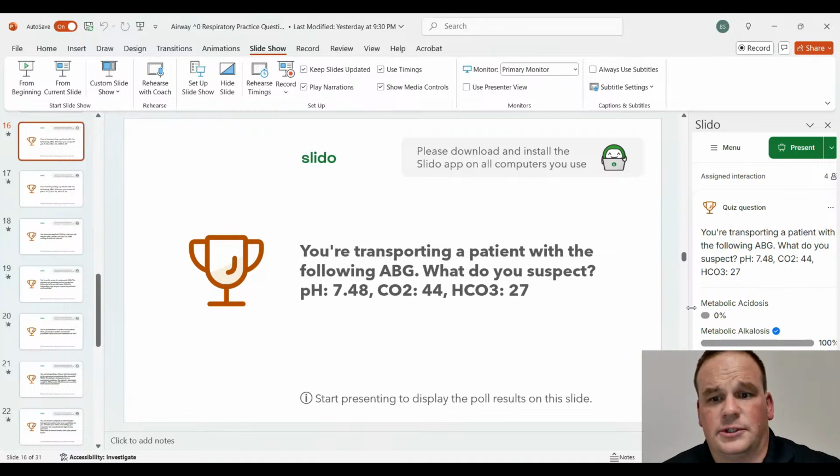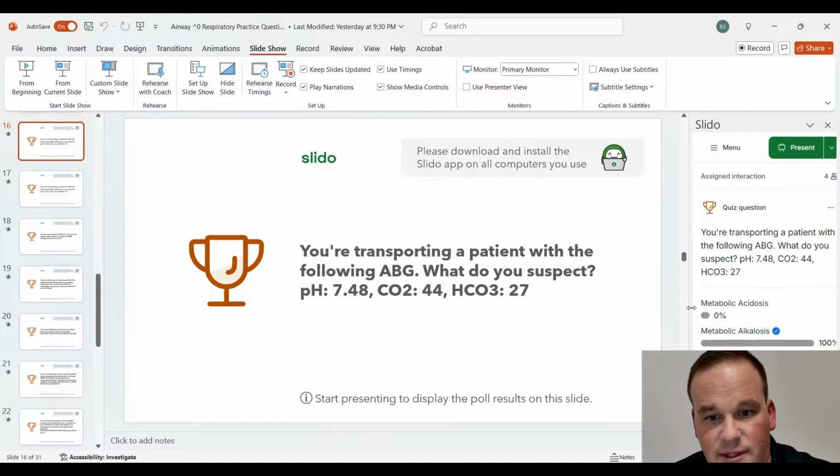All right, so you're transporting a patient with the following ABG. What do you suspect? pH is 7.48, CO2 is 44, HCO3 is 27. Let's go to the pH. pH is 7.48. Is that normal? No, it is not. It's high. Normal is 7.35 to 7.45, so my pH is high, meaning I have some type of alkalosis problem. Go to my respiratory values. CO2 is 44. Is that low, normal, or high? It is normal. It is within my 35 to 45 range.